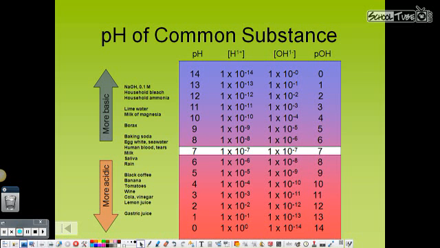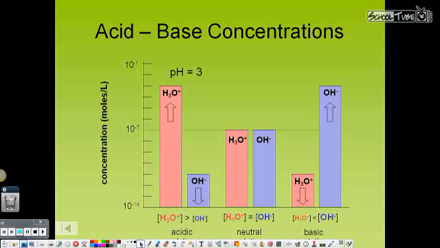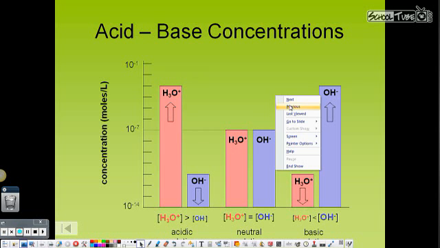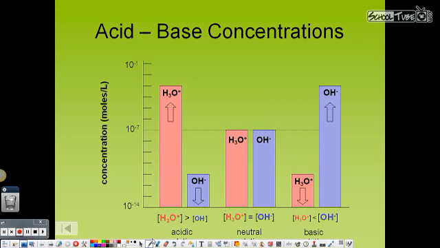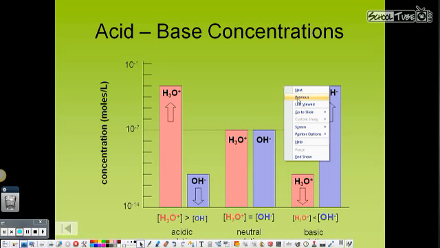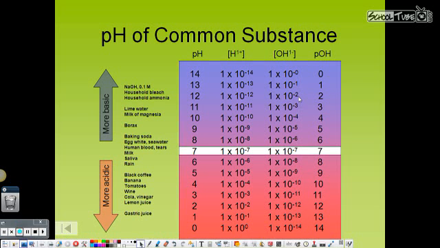As this number decreases, this number is increasing. So whenever you look at any two of them, when you say times, 10 to the minus 12 times 10 to the minus 2 is 10 to the minus 14. And this number plus this number gives us a total of 14.